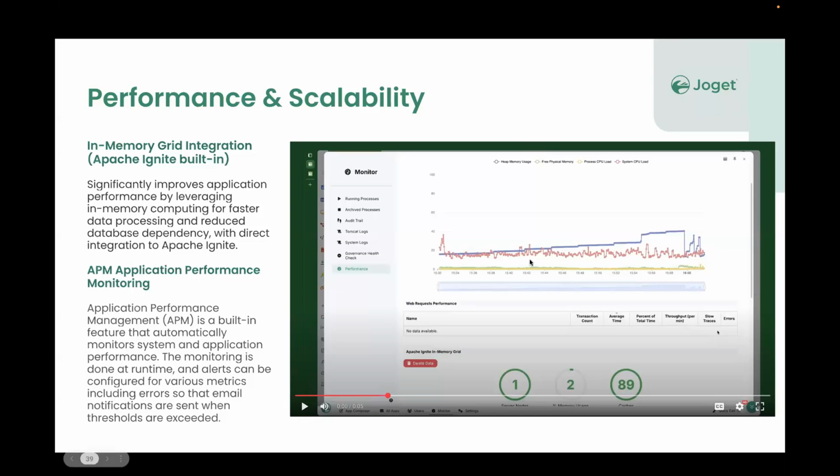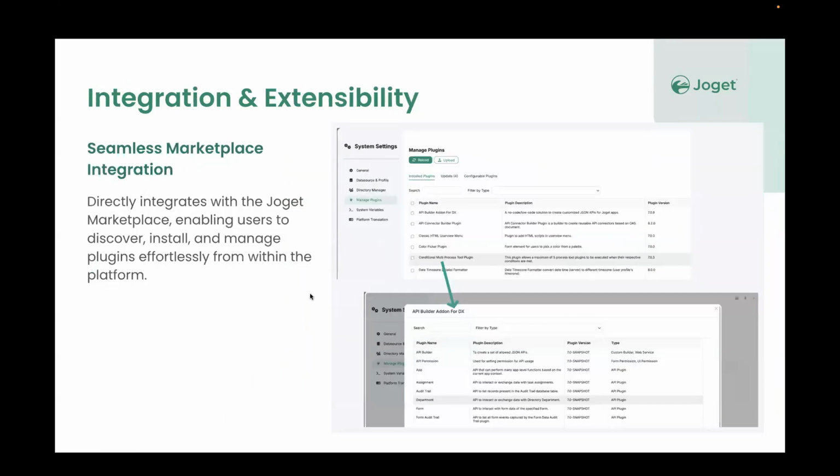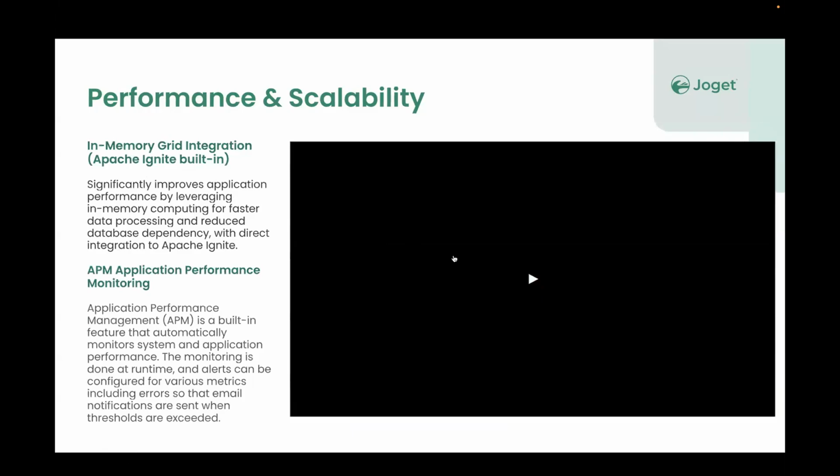And then moving on, new in DX9 is in-memory grid integrations. So we are making use of Apache Ignite in order to serve pages faster. There might be a short demonstration on this later.